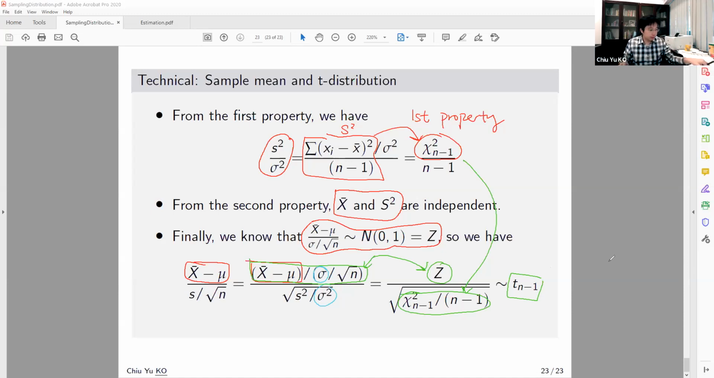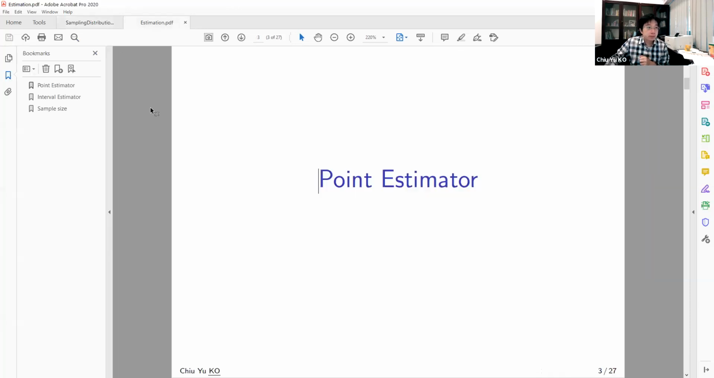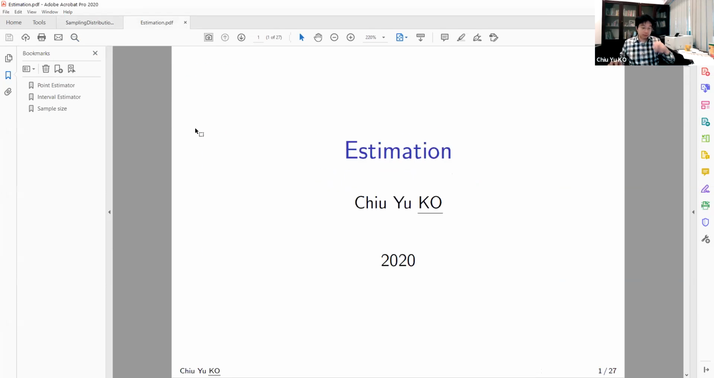Is that okay? Any question? Any question? If no, then we will talk about the estimation part. Is there any question? No? So let us get started with the estimation.